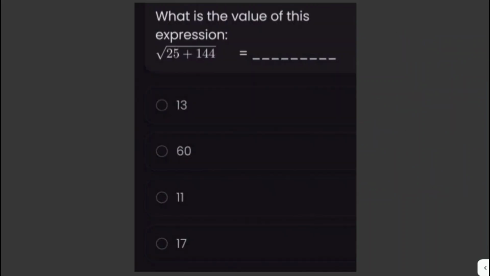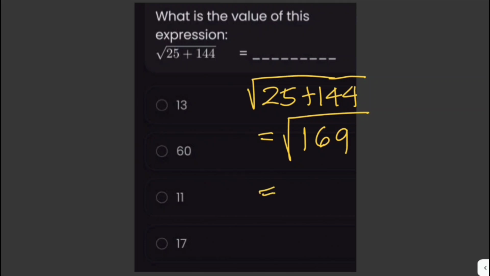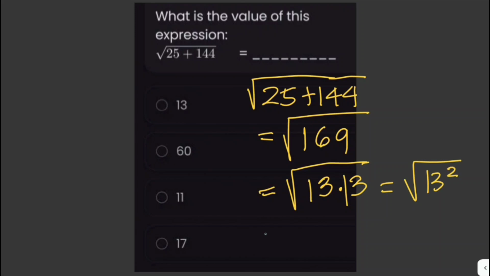What is the value of this expression, the square root of 25 plus 144? We can add up 25 and 144. This would give us the square root of 169, and 169 is a perfect square. We can write 169 as 13 times 13, or 13 squared, and the square root of 13 squared is just equal to 13. So the answer here is 13.